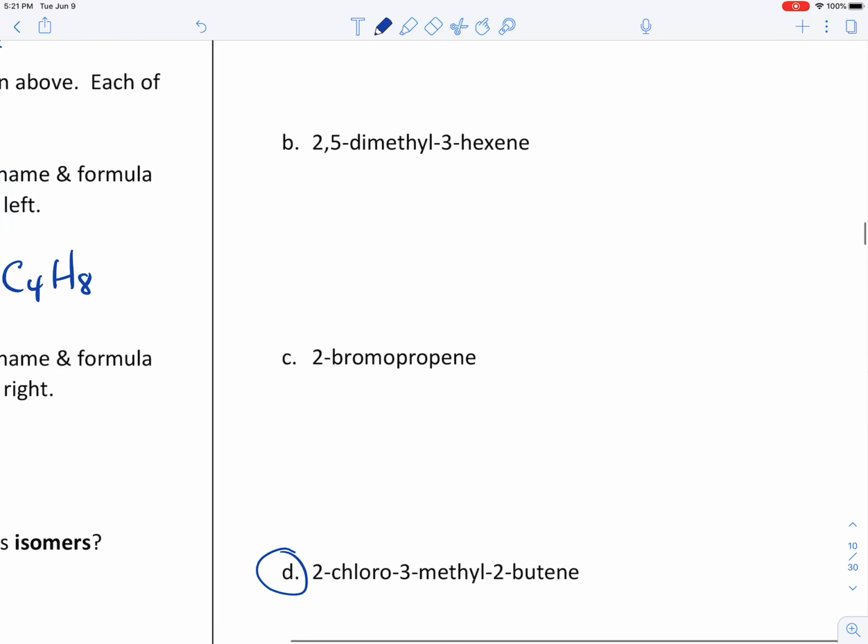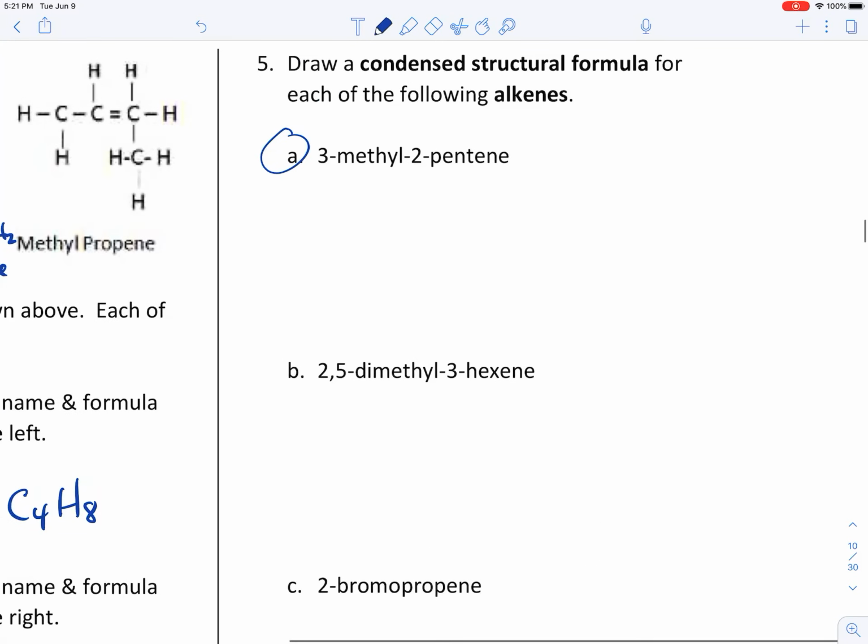All right, let's keep going here. Question 5 asks us to draw condensed structural formulas for these molecules. Let me show you how I would do this.